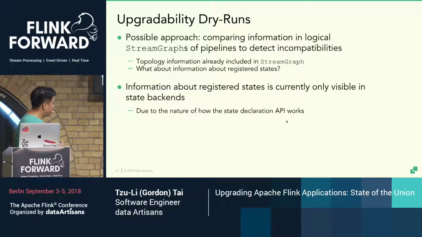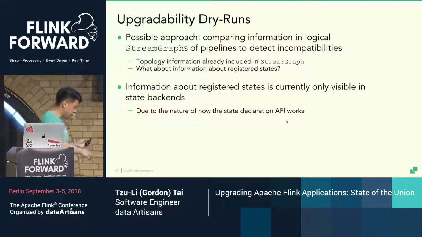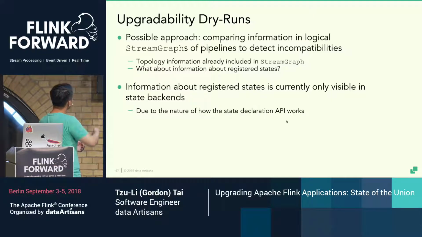This feature is something that some users asked me about offline, and there is no discussion going on in the community yet on this specific feature, but I thought it was nice to bring it up. So the possible approach to do this compatibility check would be to just check two stream graphs generated from two job jars. Because the logical plan of the streaming pipeline is already encoded in the stream graph, checking topology incompatibility should be quite straightforward.